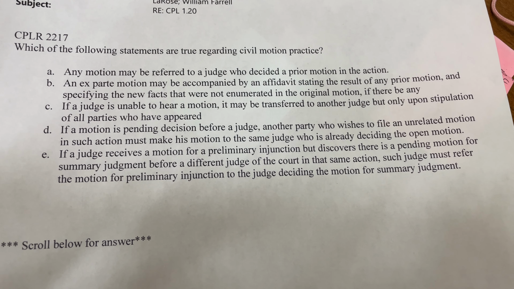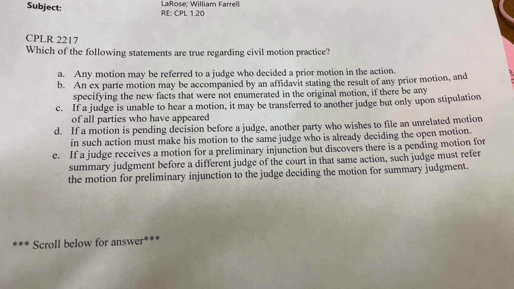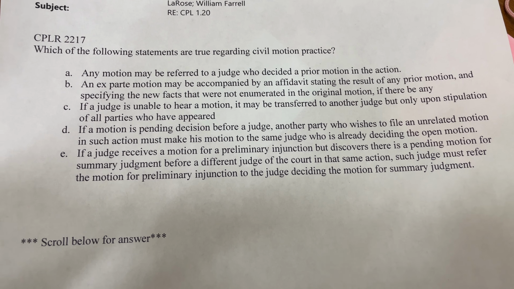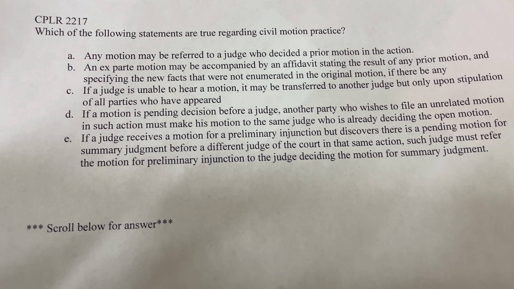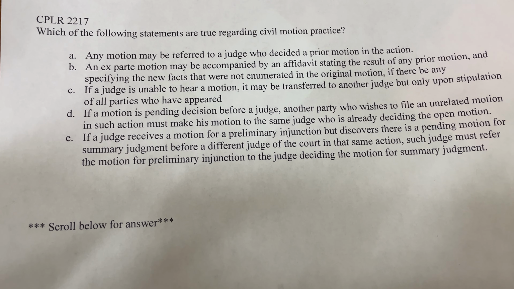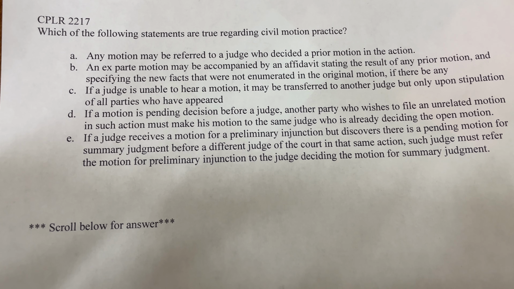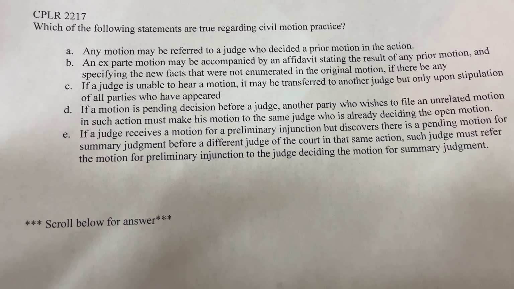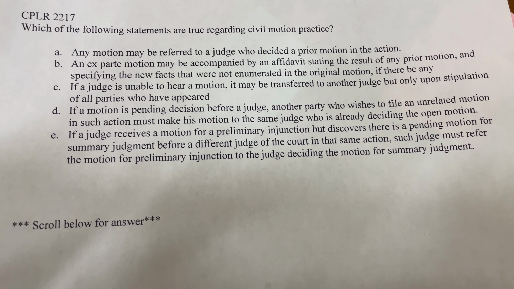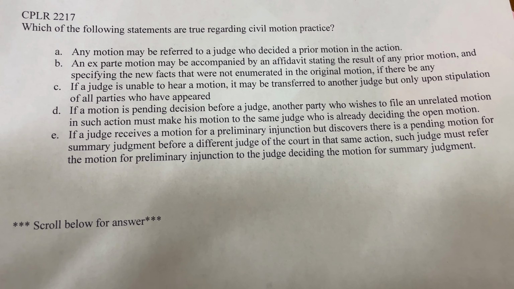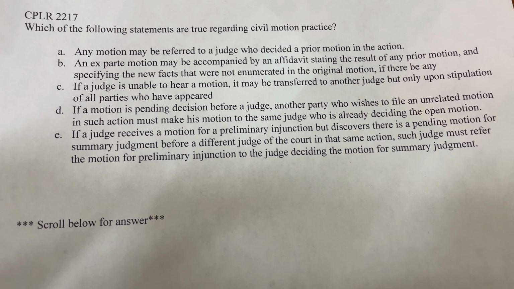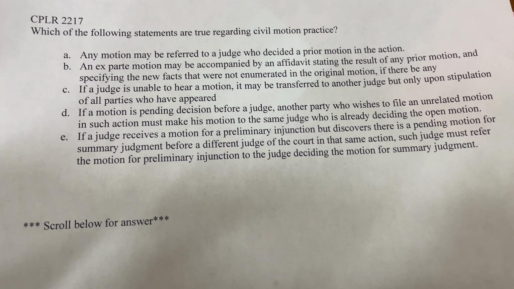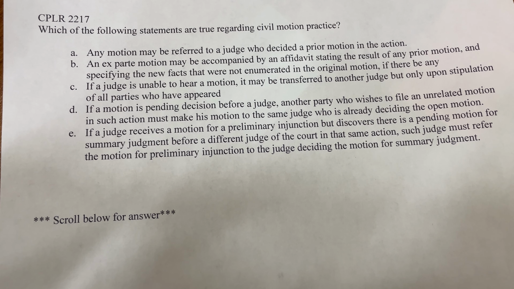So the reason B is wrong is because it says "may be accompanied by an affidavit," and in fact, it's a "shall." It must or it shall be accompanied by an affidavit specifying the new facts, if there be any, and more importantly, it has to say the result of any prior motion. So if you've made the same motion 35 times, you're going to have to say, I've made this motion 35 times, and this is what happens on each of those occasions.